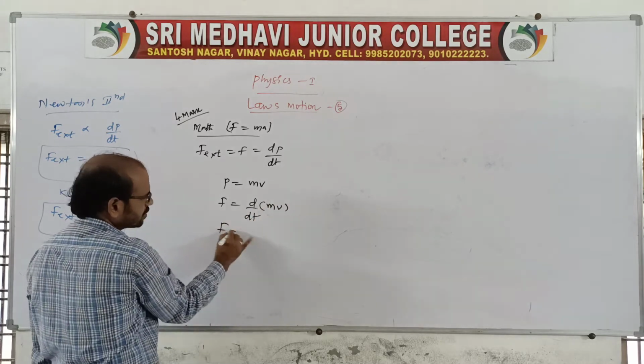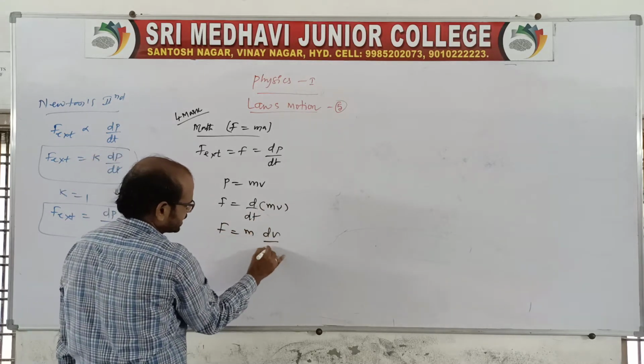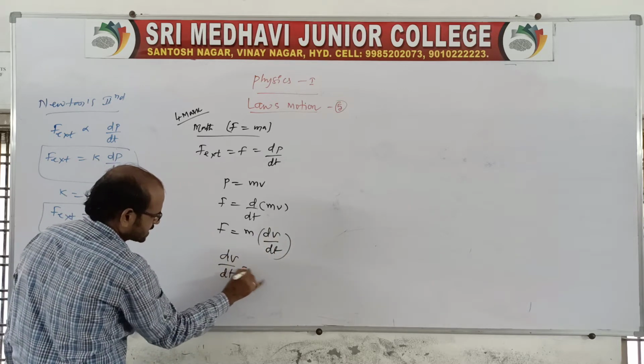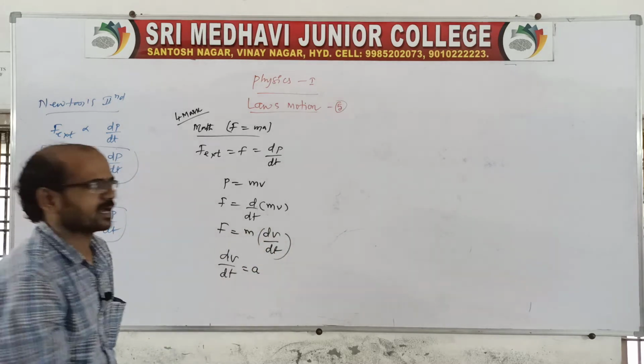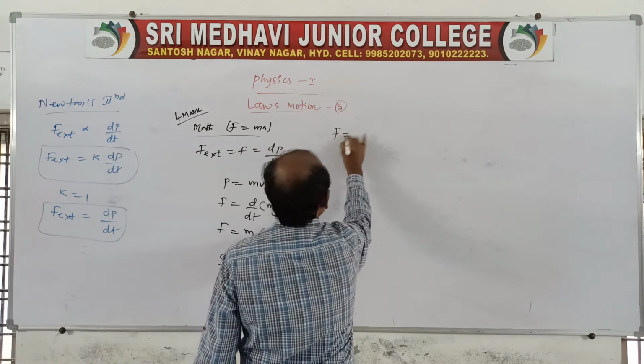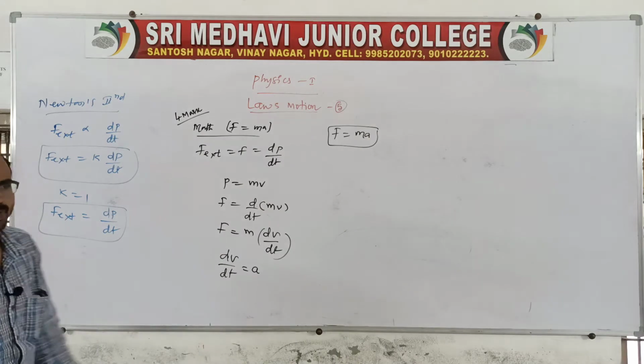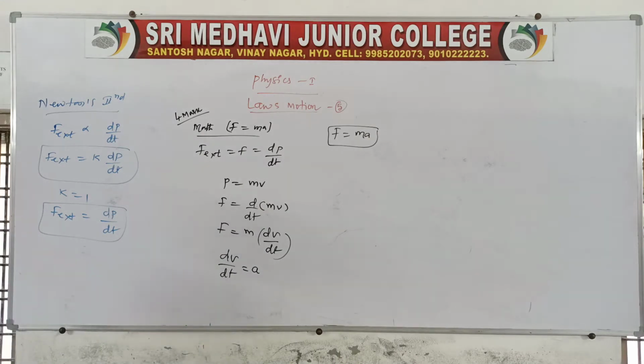So F is equal to m, taking it common, dv by dt. See, dv by dt is nothing but the change in velocity with respect to time, which gives us the acceleration. So that F is equal to ma. This is for 4 marks. It is very simple, the question will be very simple.